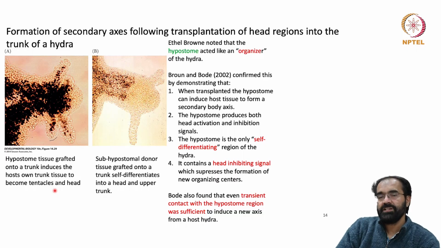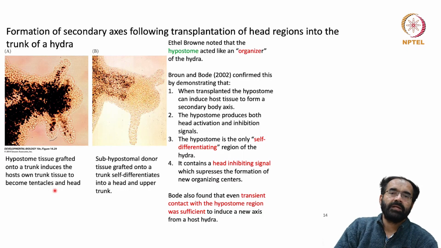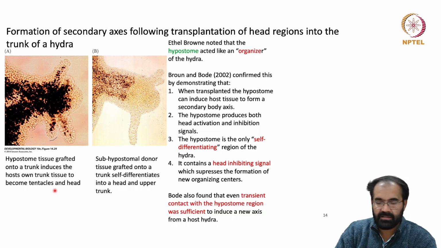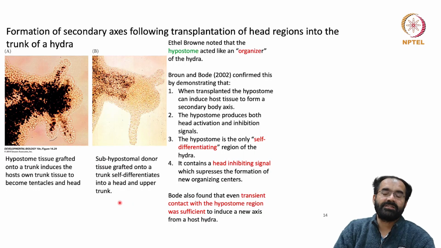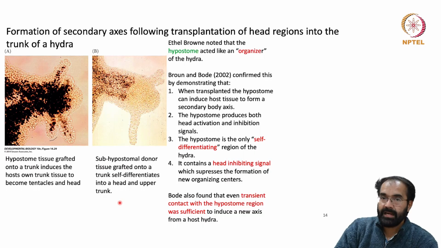Same way, the trunk region is weaker for both head gradient and tail gradient, because it is somewhat midway. When you suddenly put a head gradient there, all the cells start responding to it and start making head, hypostome, tentacles, etc. Now subhypostomal donor tissue: hypostome is one tissue, subhypostome is a little bit below. Grafted onto a trunk, the cells differentiate into head and upper trunk. So what does it tell you? Below the hypostome also, there is a gradient favoring the formation of a head.